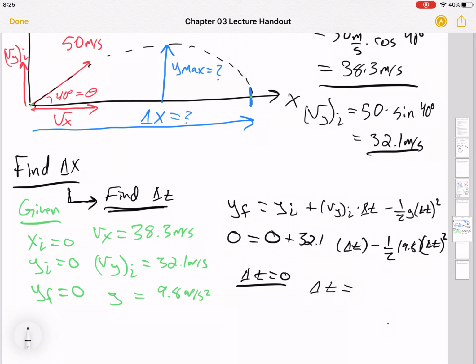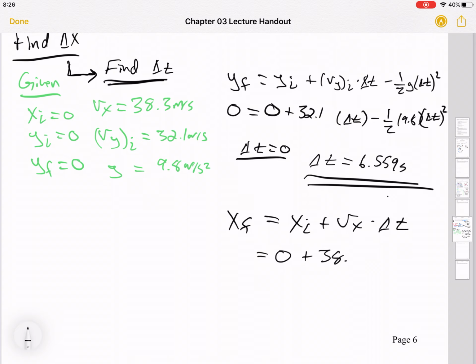All right, so x initial is 0. Vx was 38.3 meters per second times 6.559 seconds. That gets me a distance, and that distance is 251.2 meters, which I'm going to shorten to 2 sig figs.